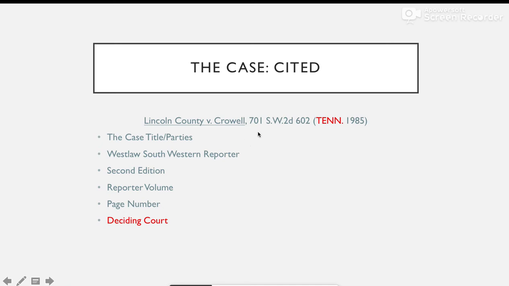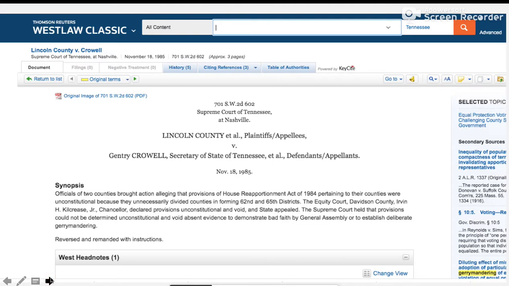So we see here that it went to the Tennessee Supreme Court. Obviously, we all know when you have just the state abbreviation there, it means that it went to the highest court in that jurisdiction. And then it was decided in the year 1985. So this is how you put all these elements together into a full citation. Now, how do you find these elements?